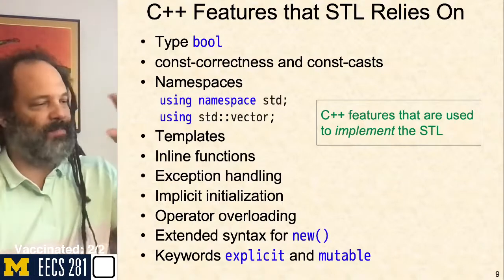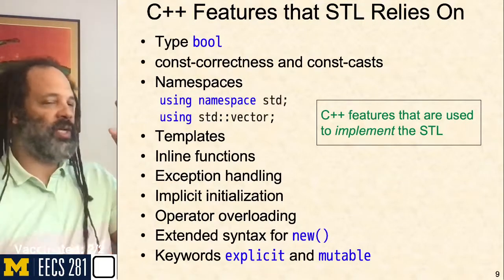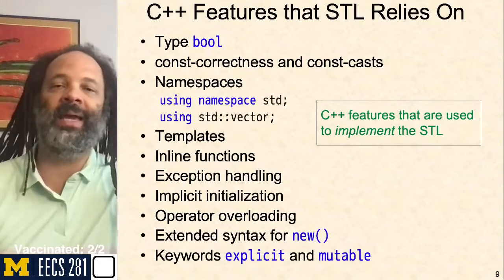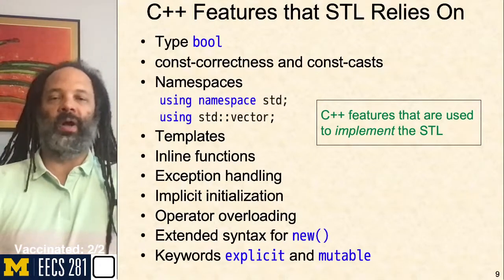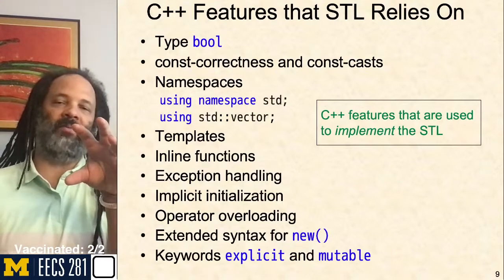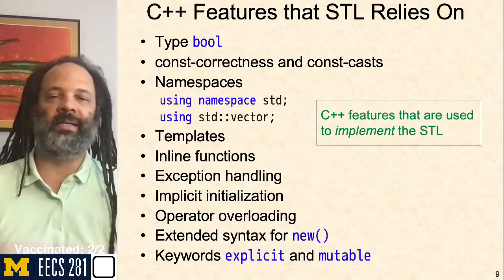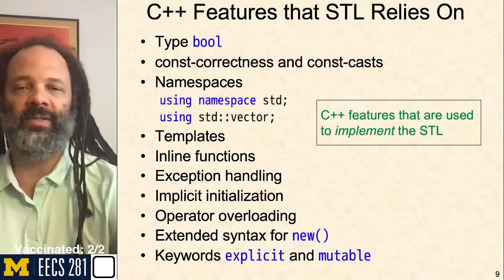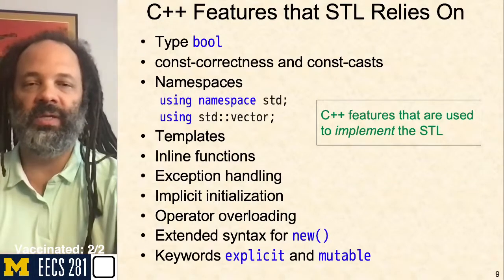I don't want to have to pop this thing out of the container, change it, and push it back in, because popping it costs me log n. Pushing it back in costs me log n as well. Whereas if I could just grab a const reference to it and have a mutable member and change that in constant time, I'm saving time and effort. So these are some of the things that the STL uses.